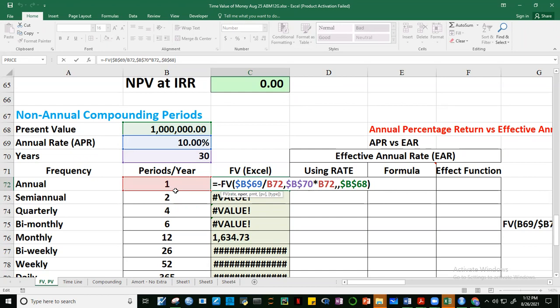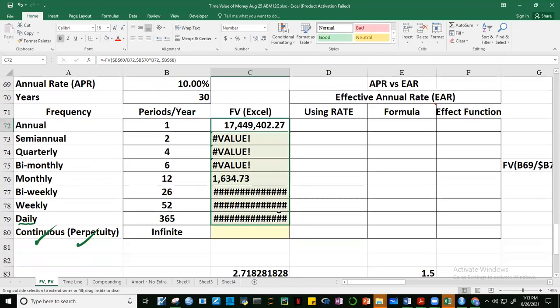I-multiply natin sa 1. Tama? Apo. And then, walang laman yung PMT kasi hindi annuity to. And then, i-fix din natin yung present value. Okay, let's see if this is the answer. Okay, then i-copy down natin.